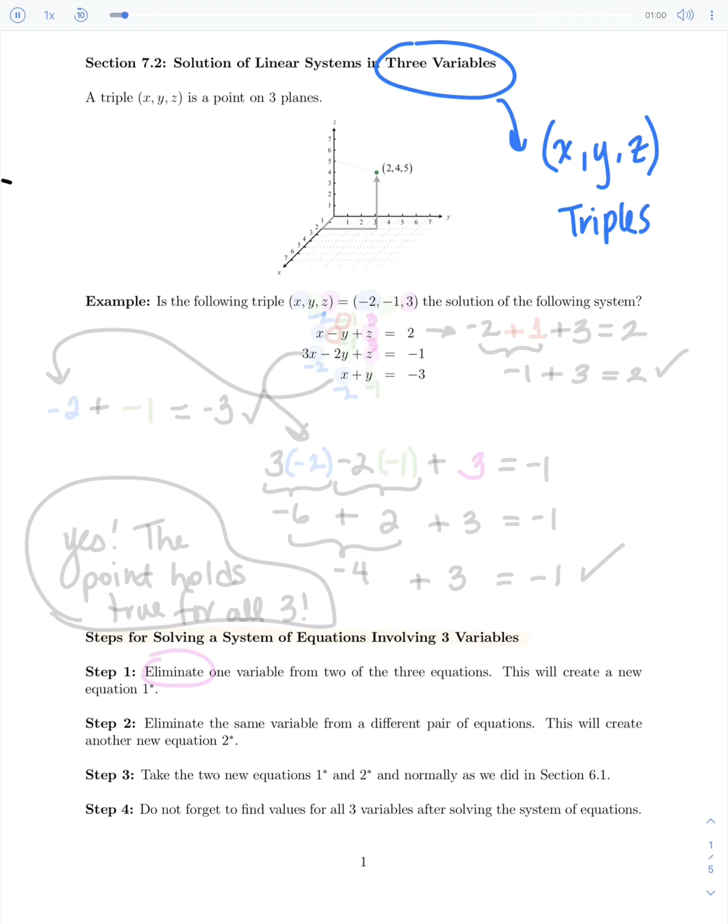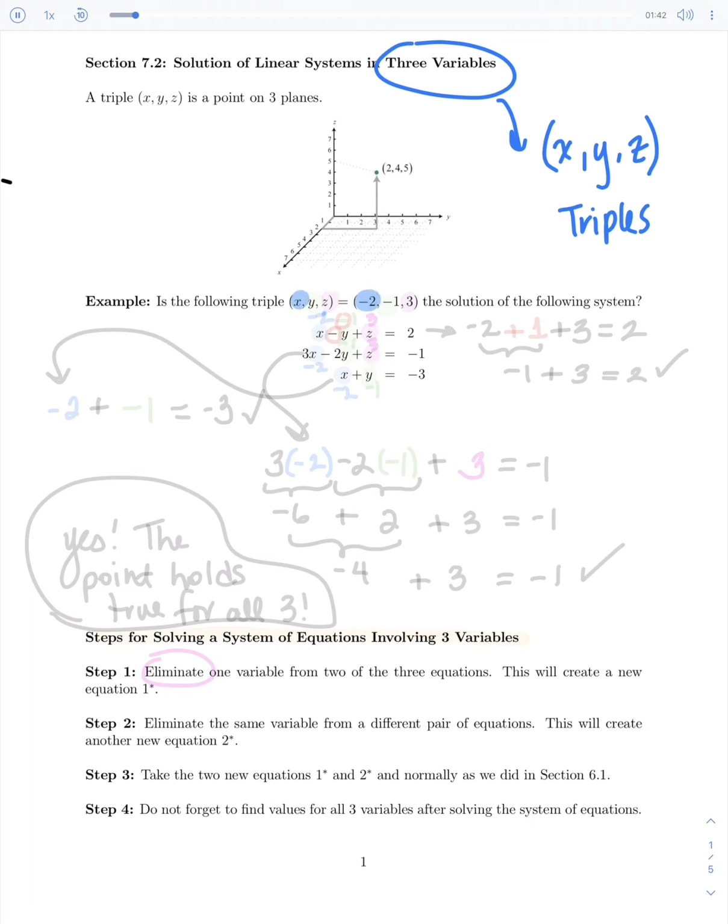Now, remember when we did this back in section 7.1, we had to make sure that our point, which was just an x and y then, worked for both of our equations because we only had 2 equations. Now we have 3 equations, so we have to make sure our point works for all 3. If it doesn't work for even one of the equations, this point is not a solution because all 3 of these equations have to pass through this point for that to be a solution to the whole system. So we'd start by taking the first value, the -2.